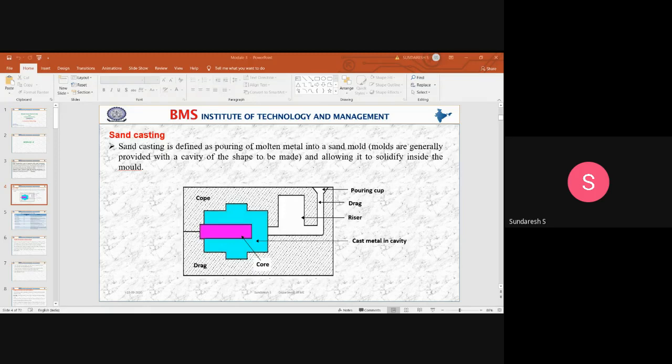Then you continue pouring until you see the molten metal in the riser. You allow the molten metal in the cavity to solidify for some time, and later you take out the casting from the mold cavity. This is the basic procedure. You might have studied this sand casting. Since the mold cavity has been made using sand, it is called sand casting, right?